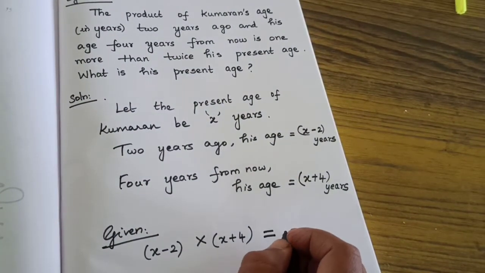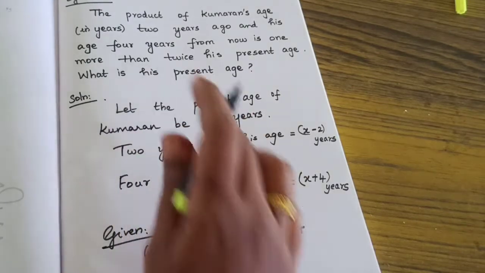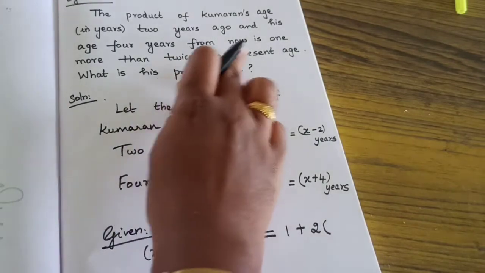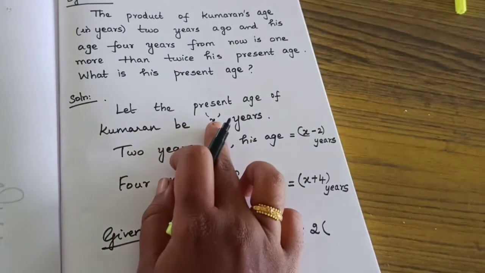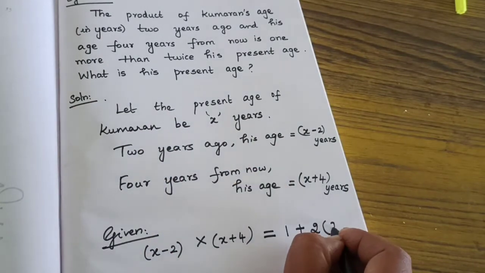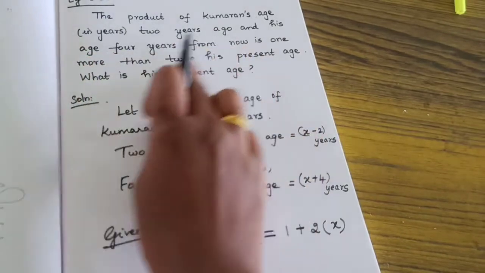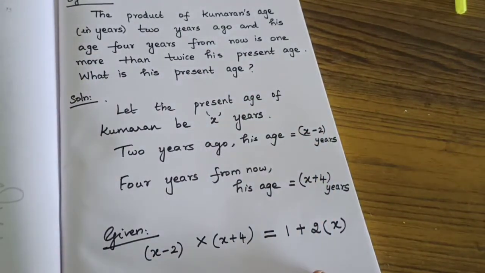1 more than. What is the meaning? 1 more than. 1 plus. 1 more than. Twice. 2 times. 2 into his present age. What is his present age? X. So what is the first step? We need to rearrange the wordings into statement.